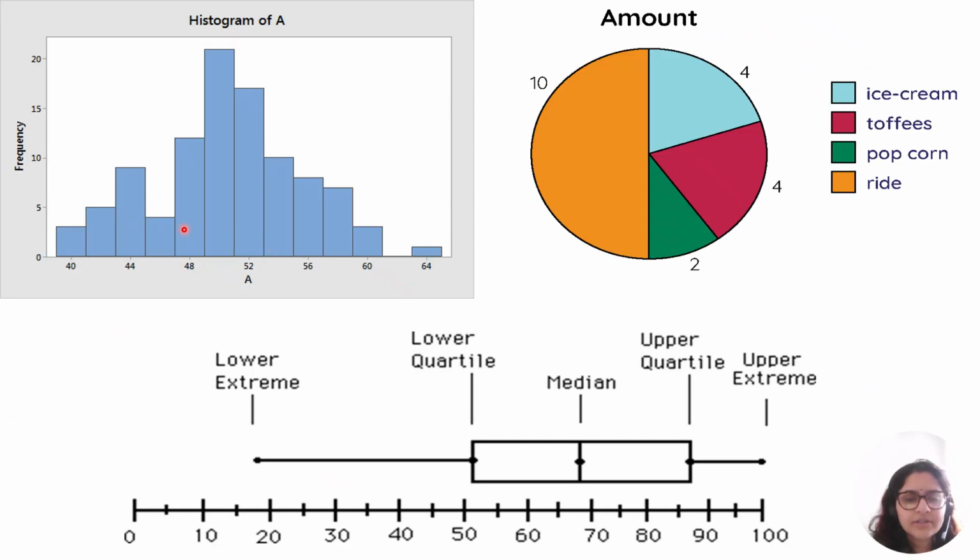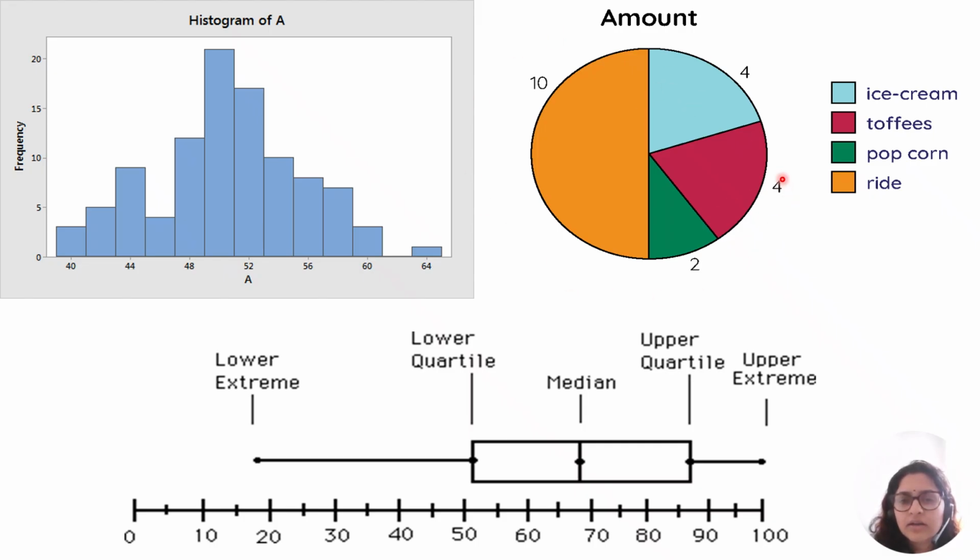So this is a histogram. Everything is represented in the form of rectangular bars. This is a pie chart, where the full circle is the whole, and each of them are divisions. For example, this blue color represents children who like ice cream. This maroon color represents children who like toffees. Both of them are equal, 4, 4.